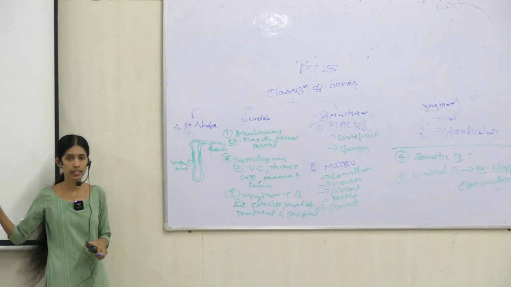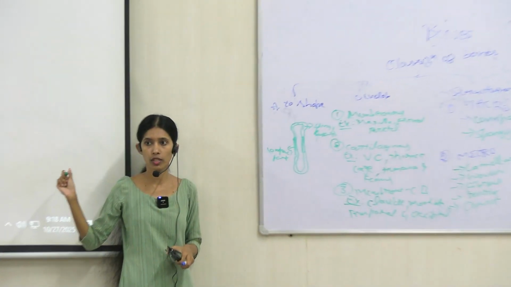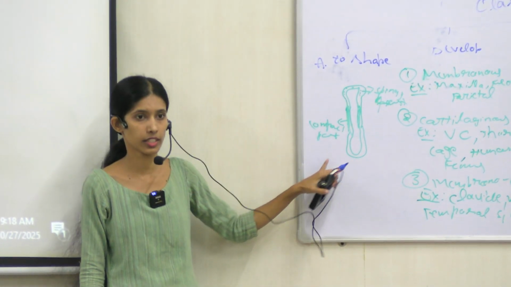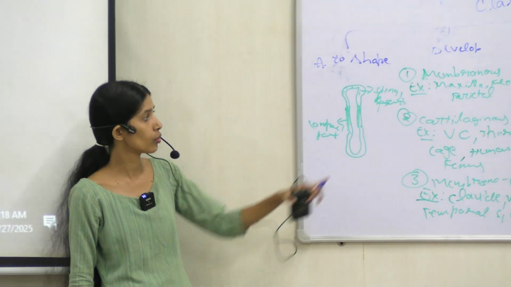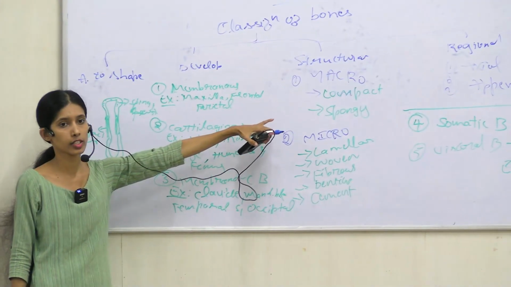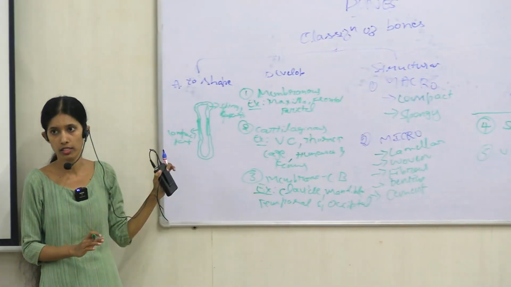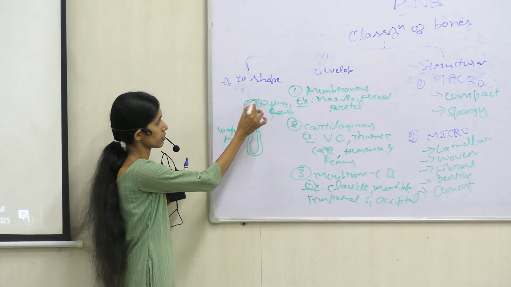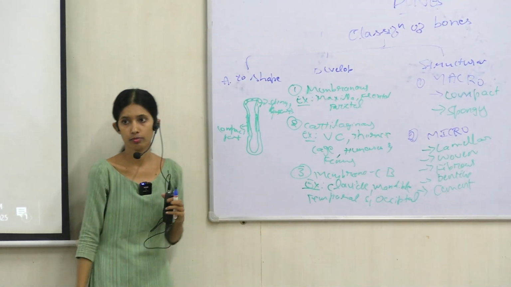I'll add the picture when I give the PPT, you can check it in that, and in dissection class I am going to discuss this one in detail. So when you are writing an example for compact and spongy bone, write long bone as the example, draw a diagram and show this is the compact part and this is the spongy part, like this.